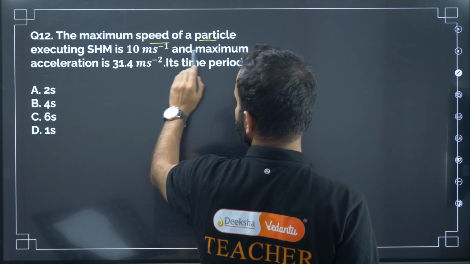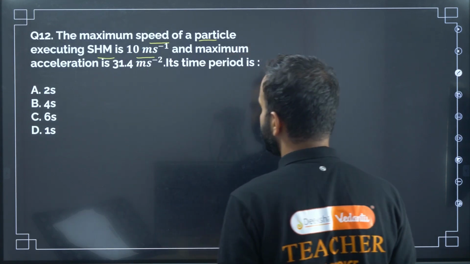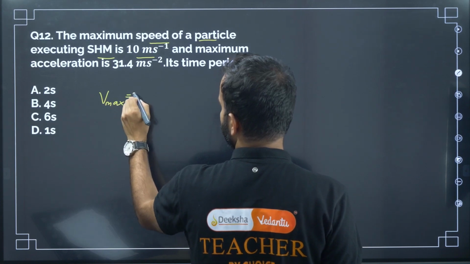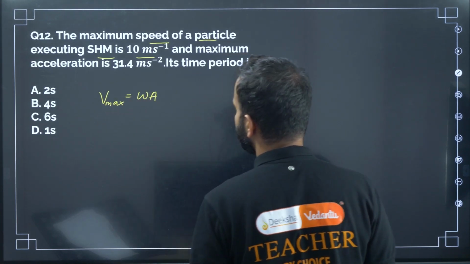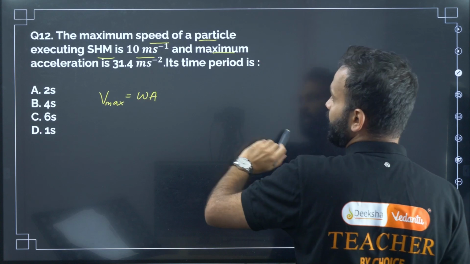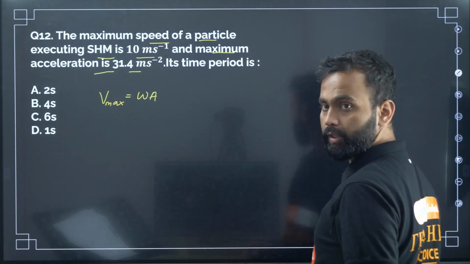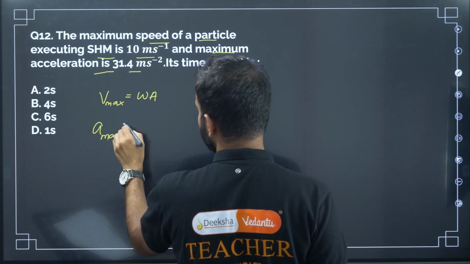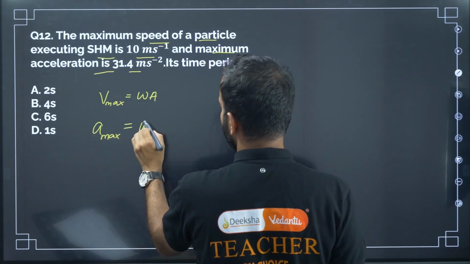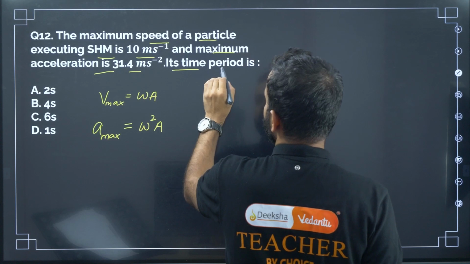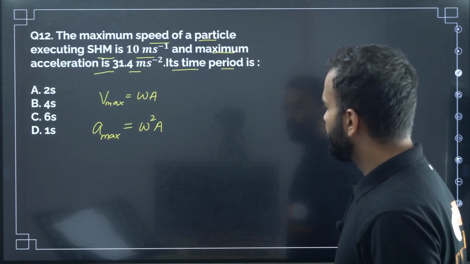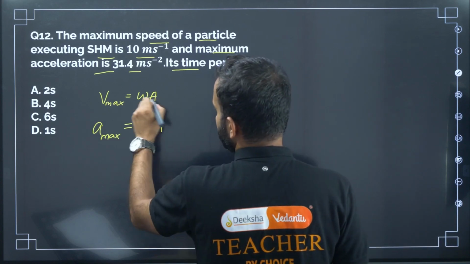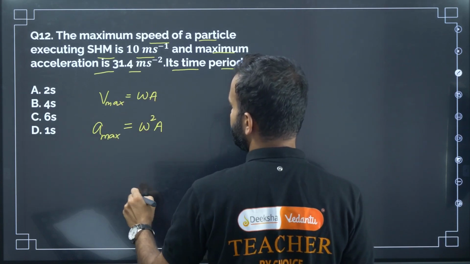The maximum speed of the particle executing simple harmonic motion is 10 meter per second. So V max is equal to omega into A. Omega into A is 10 meter per second. Maximum acceleration is 31.4 meter per second square. So A max, in magnitude, is equal to omega square into A. We need to find the time period of the simple harmonic motion, right? So here A equal to V max by omega.